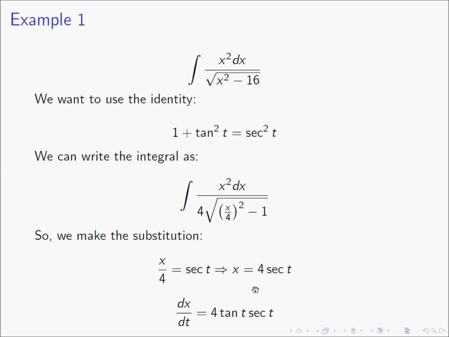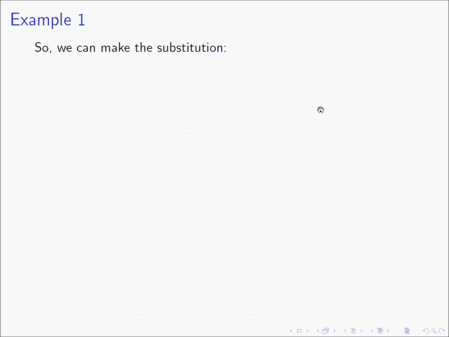If we take the derivative of this, we get dx/dt equals 4 tangent of t times secant of t. That's just the derivative of secant of t. And that means that we can replace dx by this expression. So now we make the substitution: x is 4 times secant of t, and dx is 4 tangent of t secant of t dt.